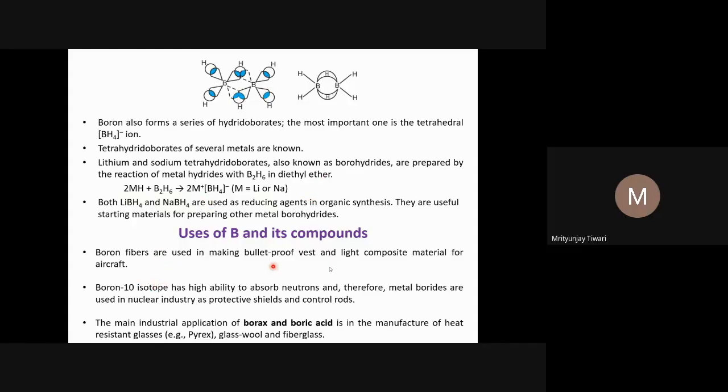So boron fibers. Now let's look into the usage of boron. Boron fibers are used in making bulletproof vests and light composite material for aircraft because it's a light element. So the boron-10 isotope, because there are many isotopes of boron.